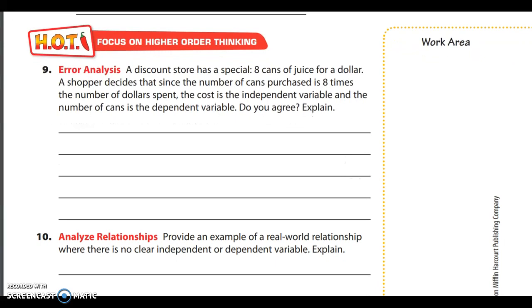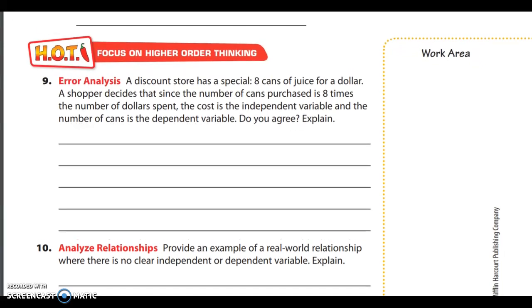You can go down to number 10 and write skip. And we're on number 9. And number 9 reads, error analysis. That's a clue.